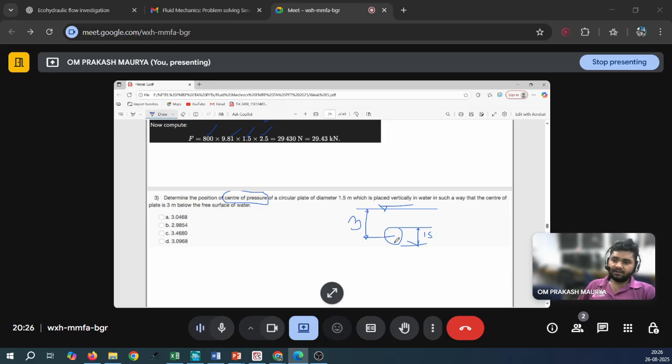Now you know already the center of pressure always lies below the center of gravity or the center of the plate, you can say. Here is the center of pressure, Cp.